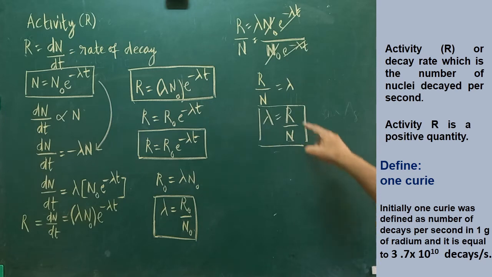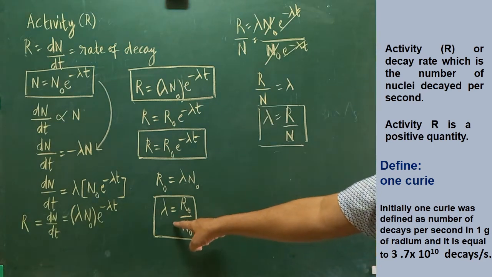So what is R? R is nothing but the activity of any sample at any instant. What is N? The number of radioactive nuclei undecayed at any instant is called N. If R is divided by N, you will get lambda. Look at here, this is another lambda expression.